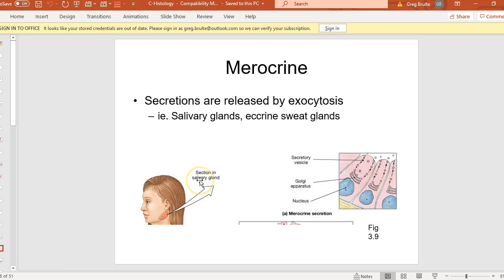So merocrine. Merocrine basically just releases its secretions by exocytosis. So remember the little vesicles can fuse with the cell membrane and then empty their products out. It doesn't hurt the cell at all, right? You can do this all day long as long as you're hydrated. Like here's an example: salivary gland. As long as you're nice and hydrated, you can make saliva all day long. It doesn't hurt those cells at all. Sweat glands, same thing. Those are merocrine modes of secretion.